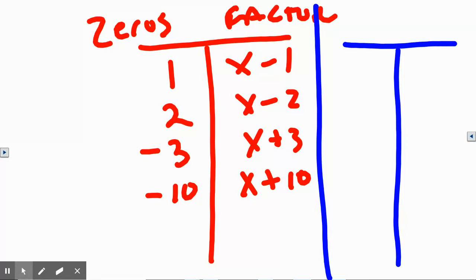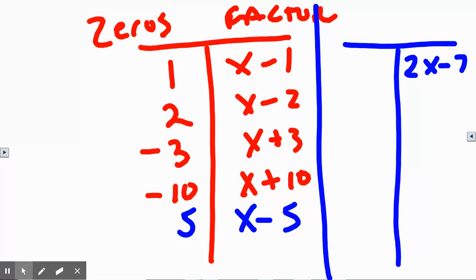So for instance, if I had a factor, you should be able to go back and forth. If I say the factor is x minus 5, I'd want you to know that the 0 is equal to 5. So when you get into the ones that are fractional, if I have 2x minus 7, if you solve that for 0, you'd get 7/2. You can write it as an improper fraction.